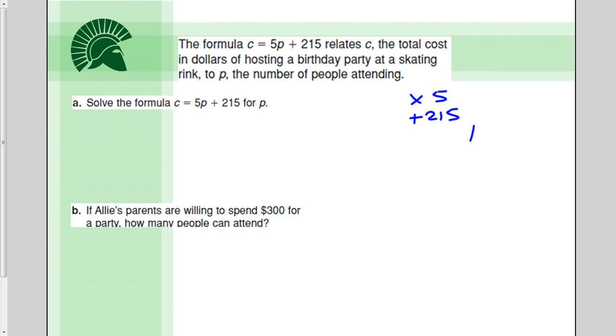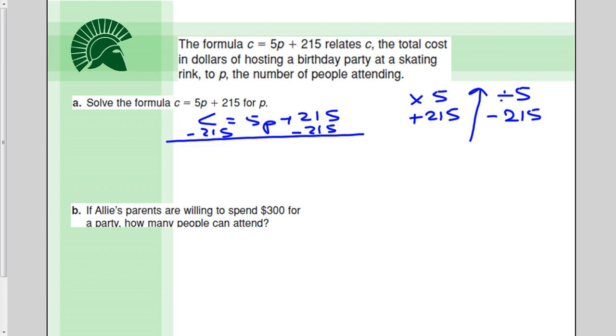So we go backwards and we do the inverse operation. So instead of adding 215, we're going to subtract 215 first, and then we're going to divide by 5 to get P by itself. And so what we're going to end up with is C is equal to 5p plus 215. We're going to first subtract 215 on both sides. And I do the vertical method of solving. These two cancel because they're additive inverses, and I end up with C minus 215. Notice the C minus 215 doesn't go away, but that's the result when I subtract.